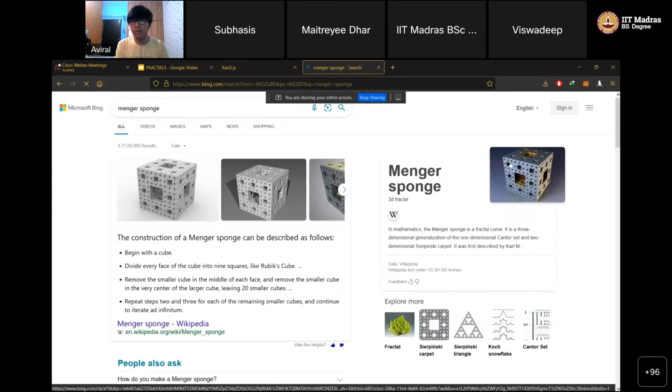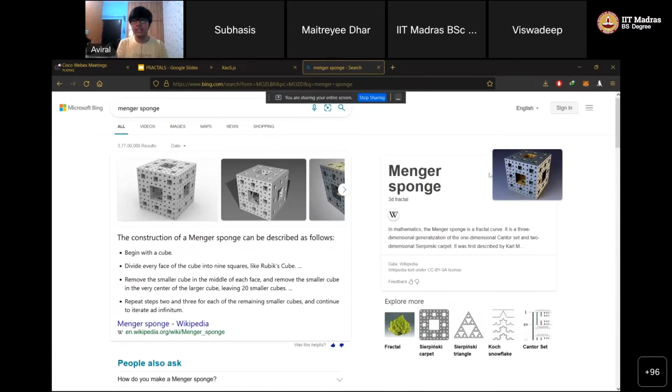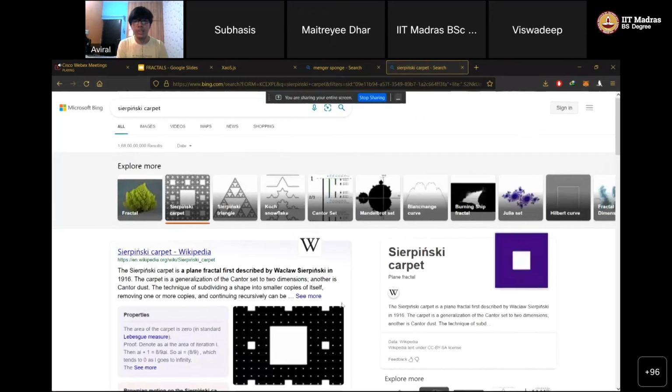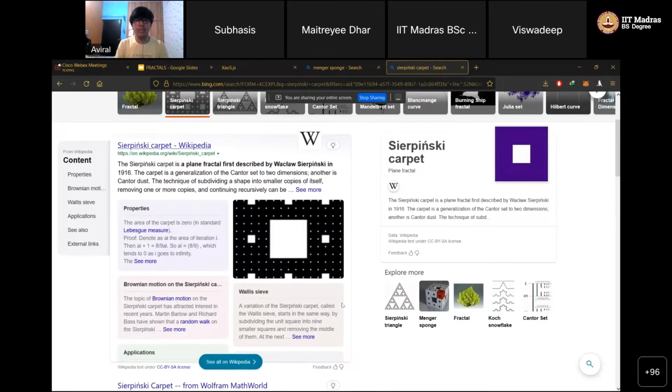So we use this type of pattern, but this is in 3D. This is in 3D space. We use this type of Sierpinski carpet in today's world. That is very useful and very efficient in receiving radio signals.